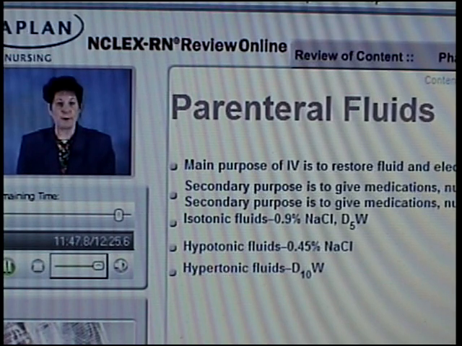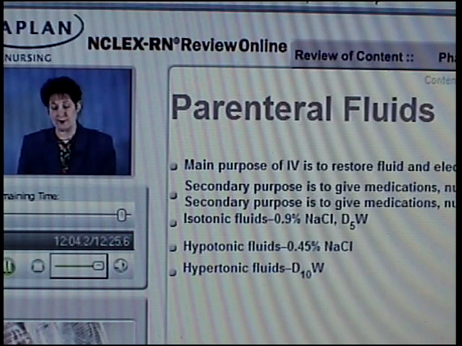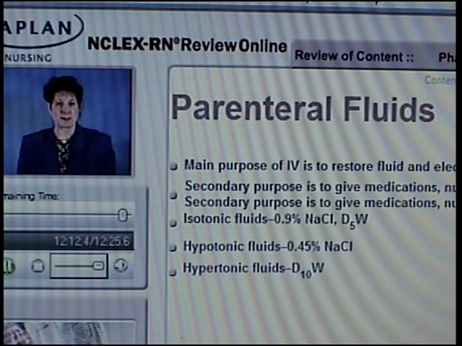When you talk about hypotonic fluids, you have half normal saline, the 0.45% sodium chloride, which is a hypotonic fluid, meaning the tonicity is less than body fluids. And your hypertonic fluids, again, have a tonicity greater than body fluids. These are your D10 in water, your D15 in water, 3% sodium chloride, and sodium bicarbonate 5%. Again, these are hypertonic solutions.